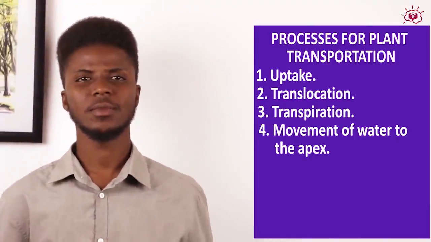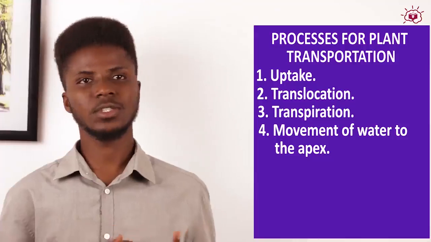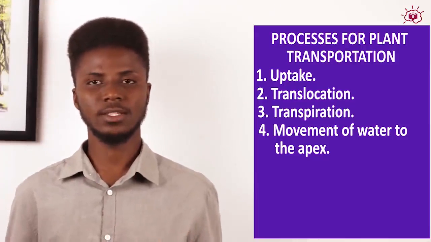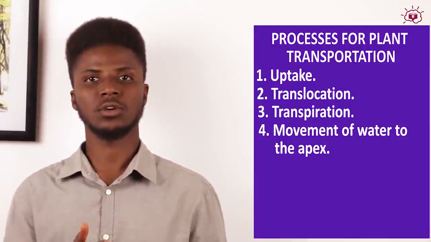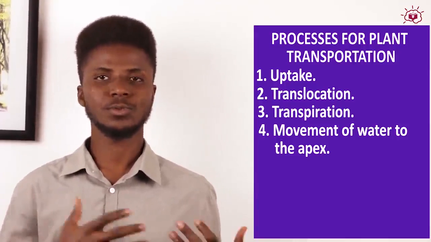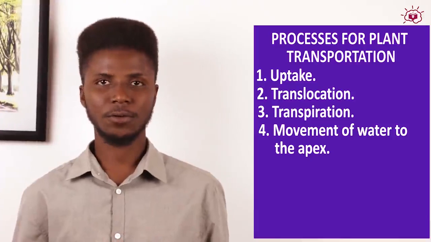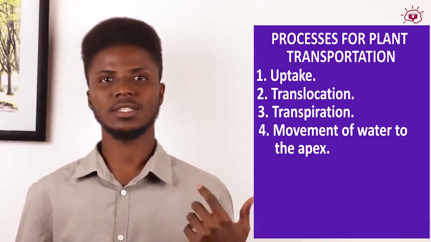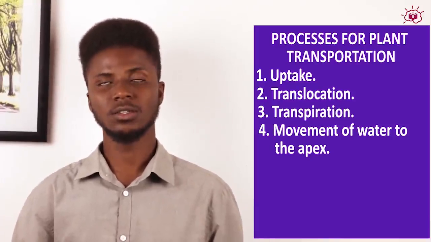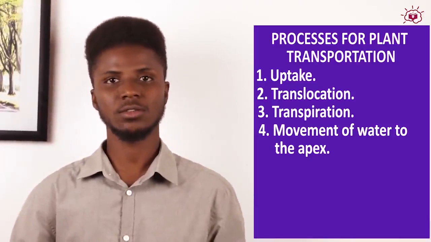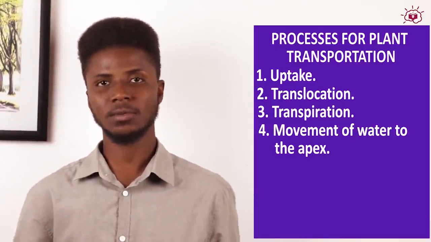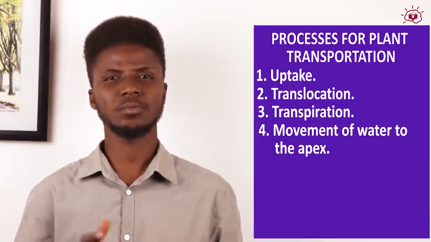Like we said earlier, water gets into the plant through the xylem. The xylem absorbs water from the soil through osmosis. Now this same xylem transports the water from the roots to the apex. It uses a plethora of methods, including capillary uptake and transpiration pull.